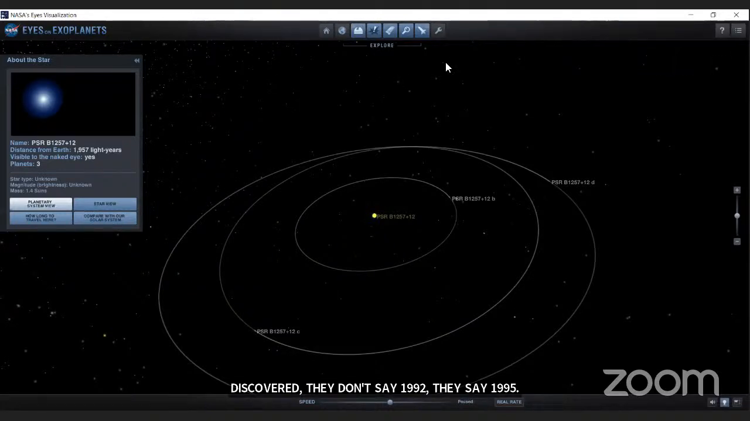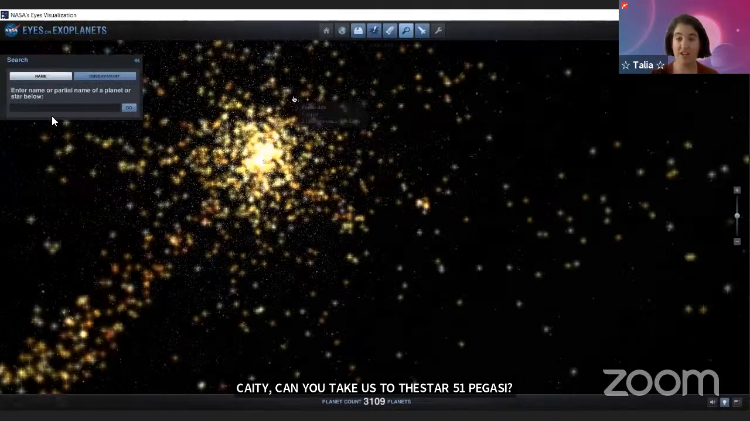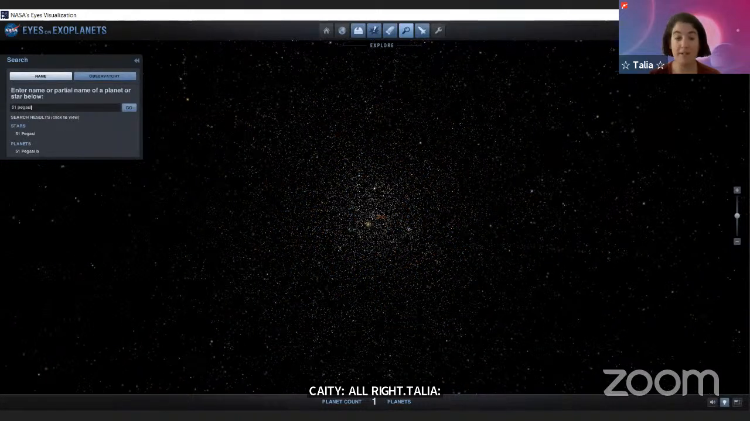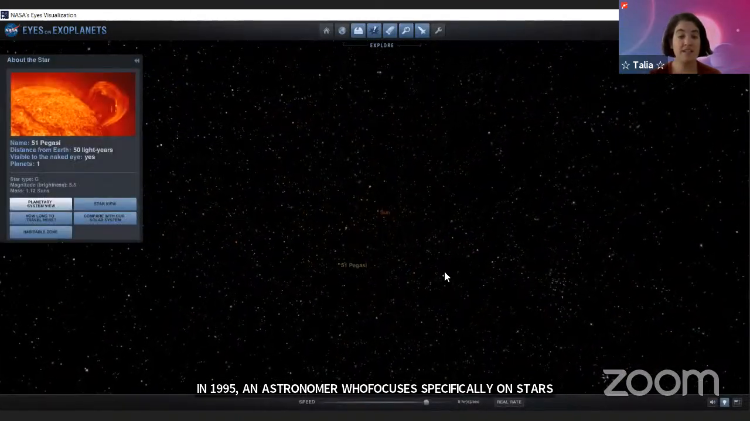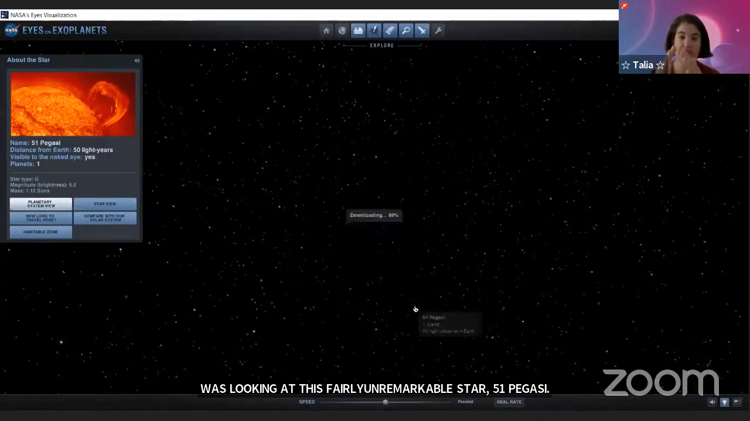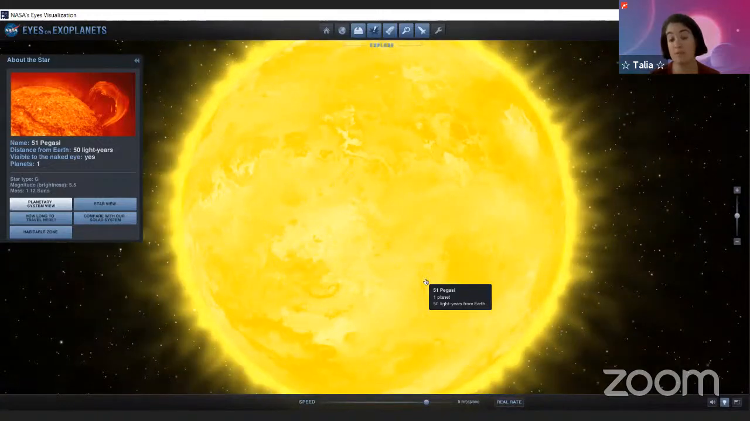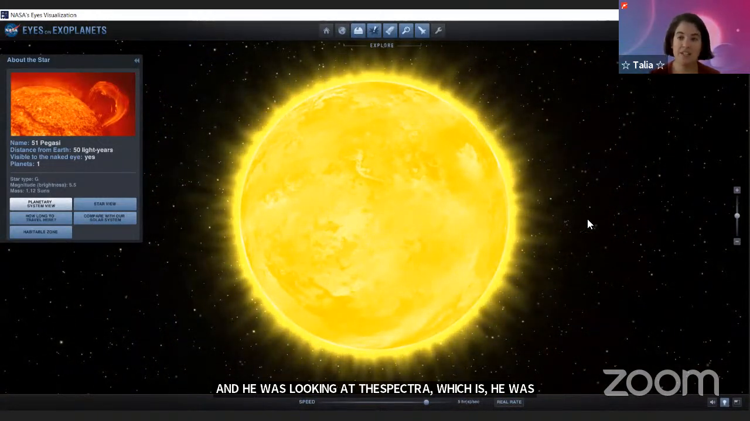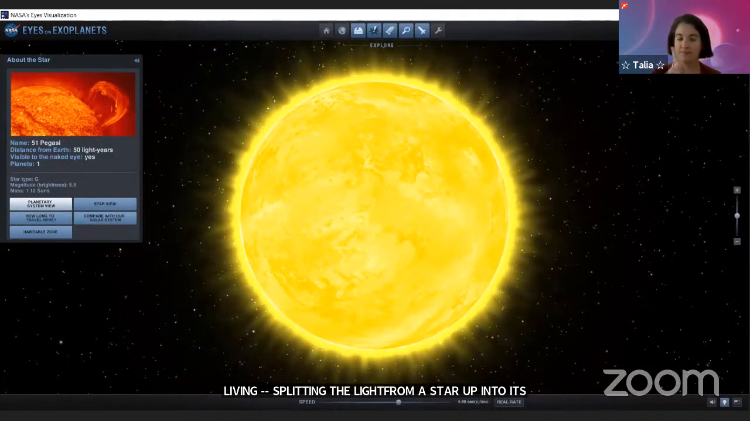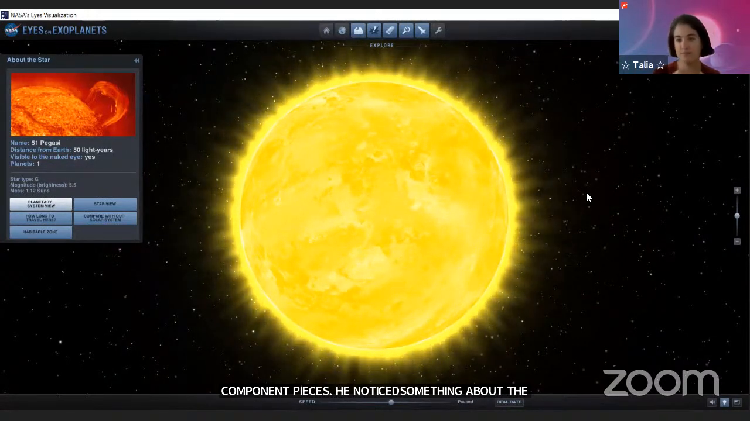All right. So in 1995, an astronomer who focuses specifically on stars was looking at this star, this fairly unremarkable star, 51 Pegasi. And he was looking at the spectra, which is he was splitting the light from the star up into its component pieces, like when light passes through a prism and makes a rainbow on the wall. And he noticed something about the lines that you see when you do that. They were wiggling. Stars' spectra shouldn't do that unless the star itself is wiggling.